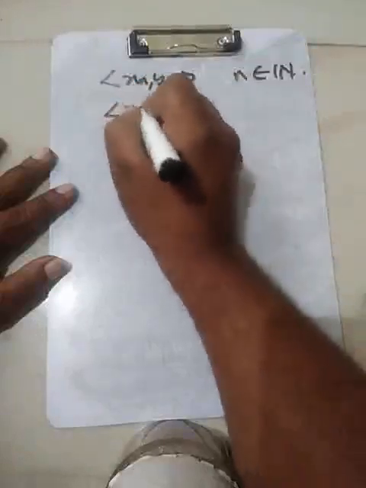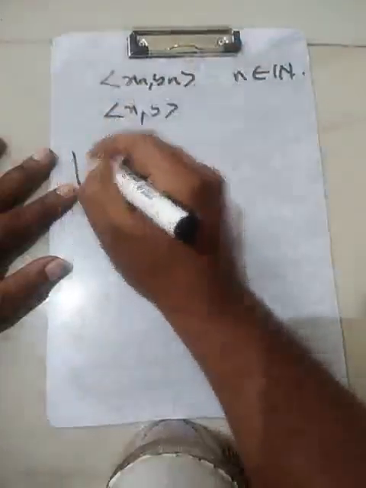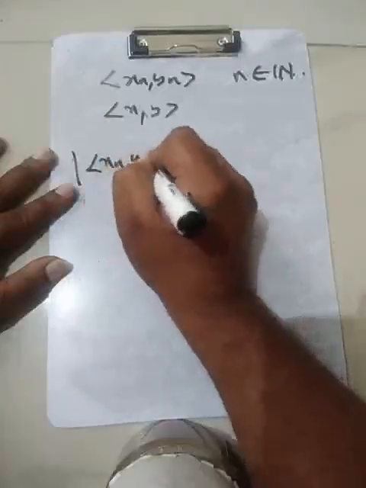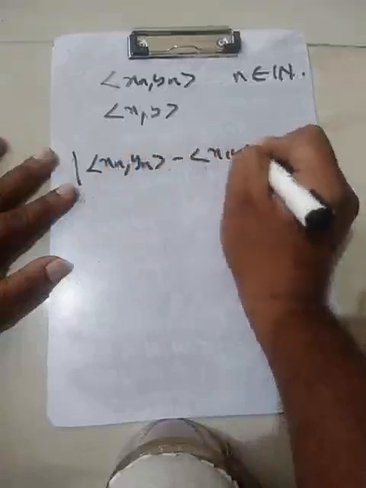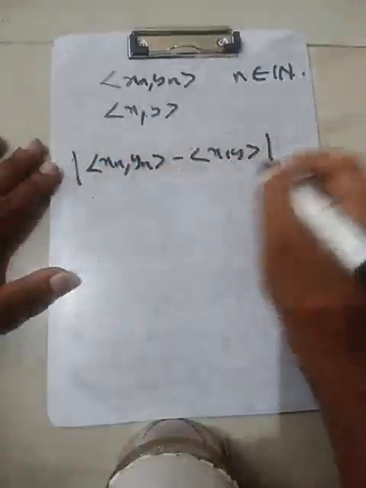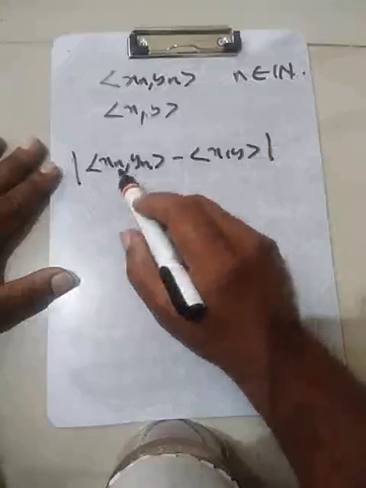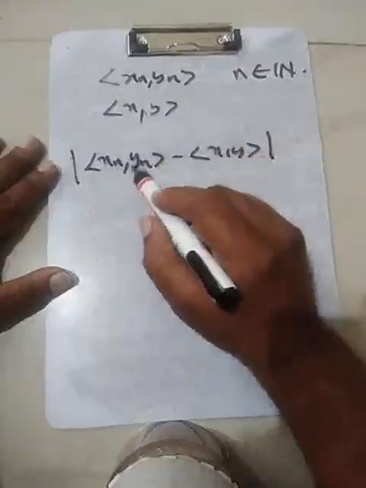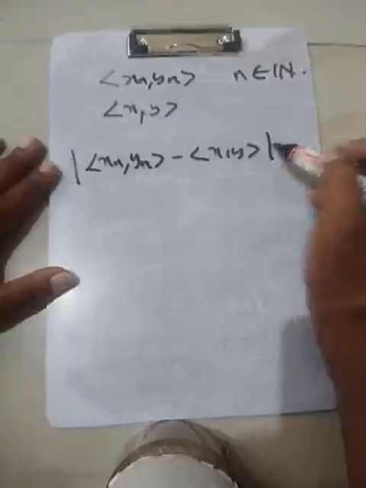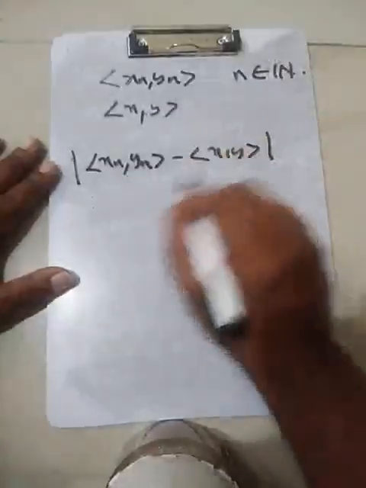So consider the following object: inner product of xn comma yn, where n belongs to the set of natural numbers, and we have the inner product of x and y, which is this limit. Consider the absolute value of inner product of xn comma yn minus inner product of x with y. This is a complex number if it is a complex vector space, and if it is a real vector space, this is a real number. So we are looking at these numbers, and if real, then absolute value; if complex, then modulus.